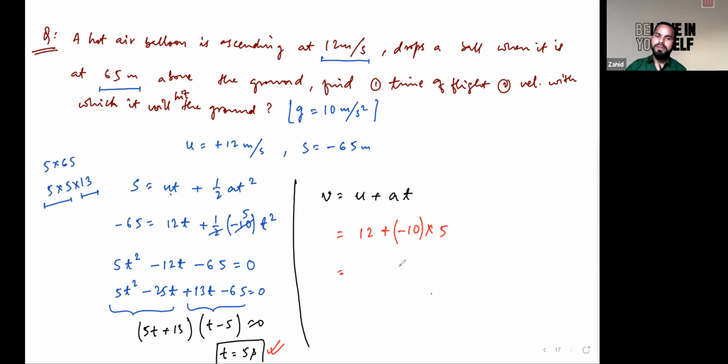So on solving, you will get 5 into 10, 50 minus 12, that is 38 meters per second. Okay, Nita?